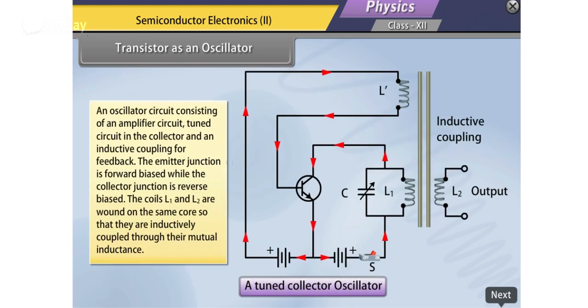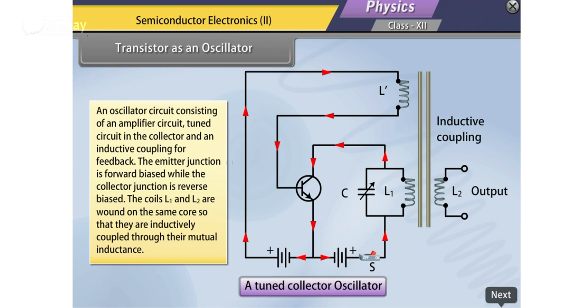An oscillator circuit consisting of an amplifier circuit, tuned circuit in the collector, and an inductive coupling for feedback. The emitter junction is forward biased while the collector junction is reverse biased. The coils L1 and L2 are wound on the same core so that they are inductively coupled through their mutual inductance. On pressing the key, collector current suddenly starts flowing through L1.